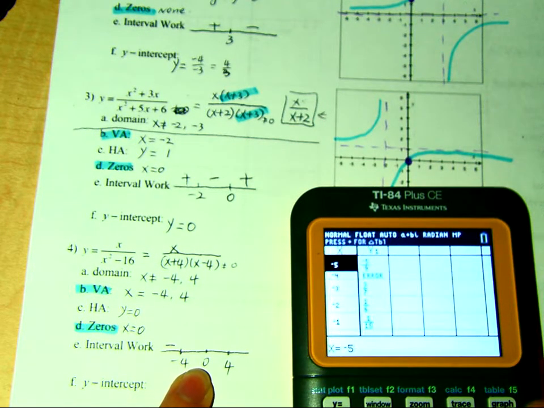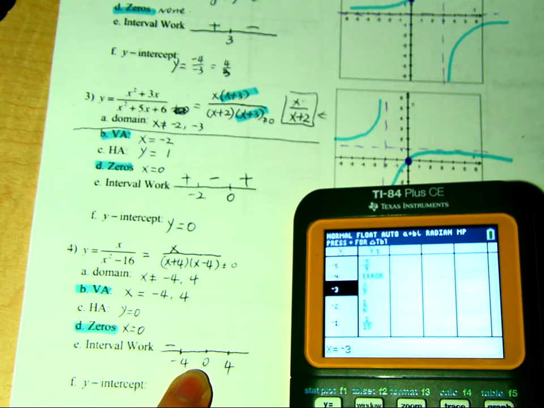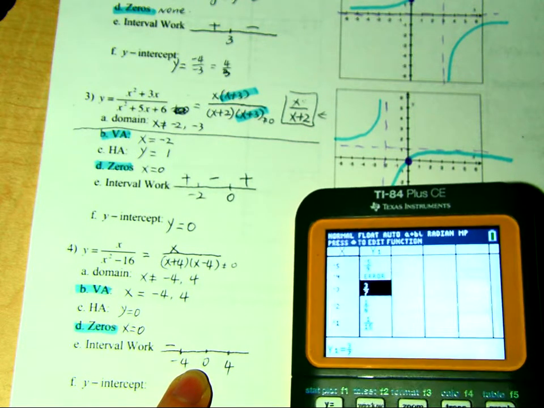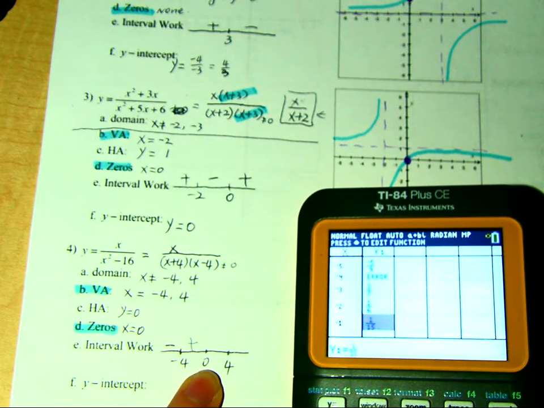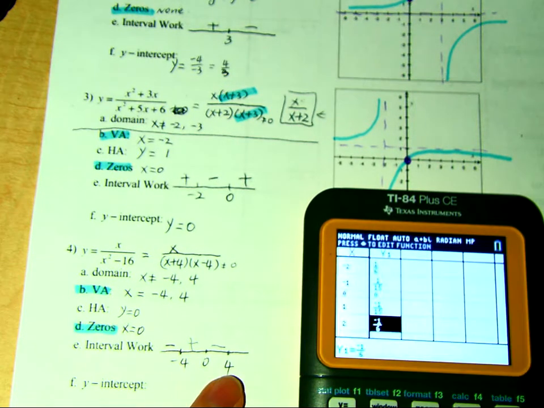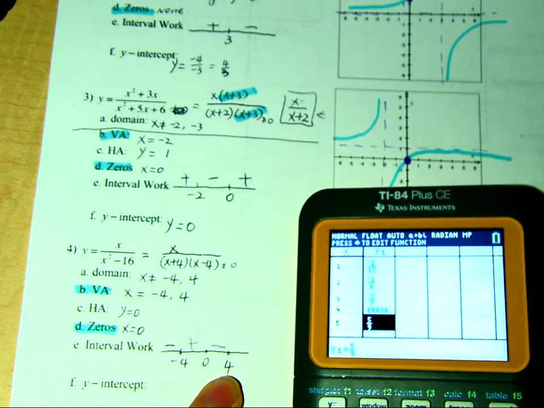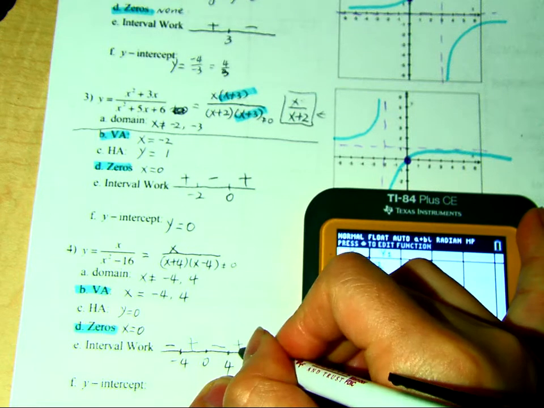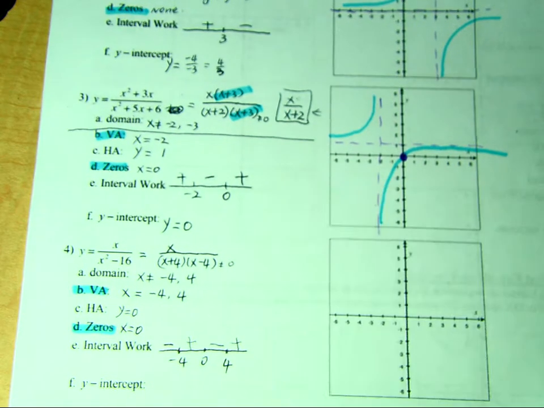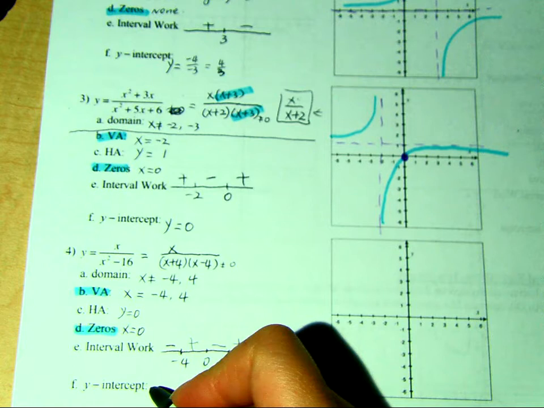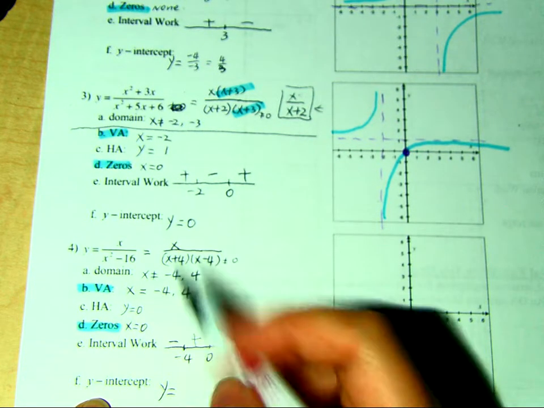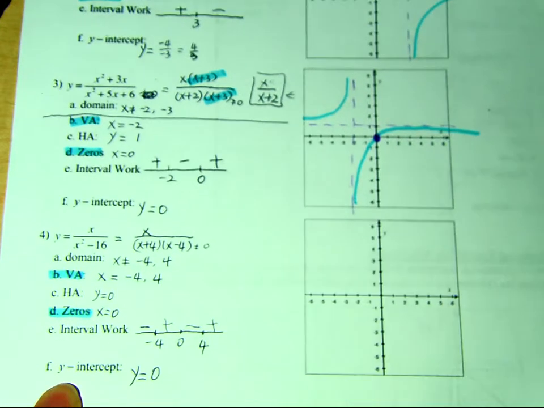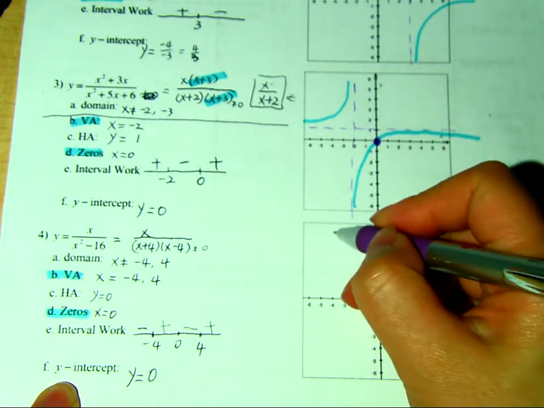Between -4 and 0, I can use -3. And that changes to a positive number. So that's positive. Between 0 and 4, I can use 2. That's also a negative number. After 4, I can use 5, which is positive. Okay, that makes the process lots easier. And the y-intercept is when x equal to 0, so 0 over negative 16, which is 0. Okay, now let's graph. VA, so we have 2 VA this time.